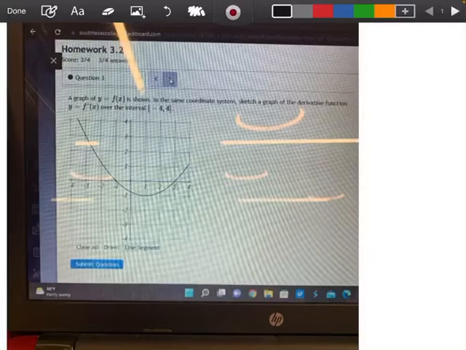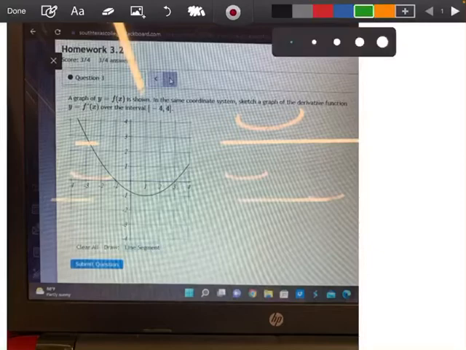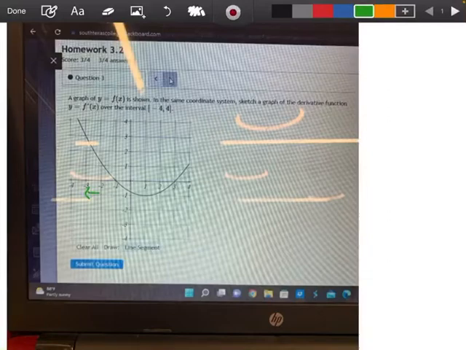Oh, this is question number 3 out of 3.2, and it says a graph of y equals f of x is shown. In the same coordinate system, sketch a graph of the derivative function y equals f prime of x over the interval. Okay, so guys, the first thing I'm going to do here is figure out when the slope of the tangent line is going to be horizontal.